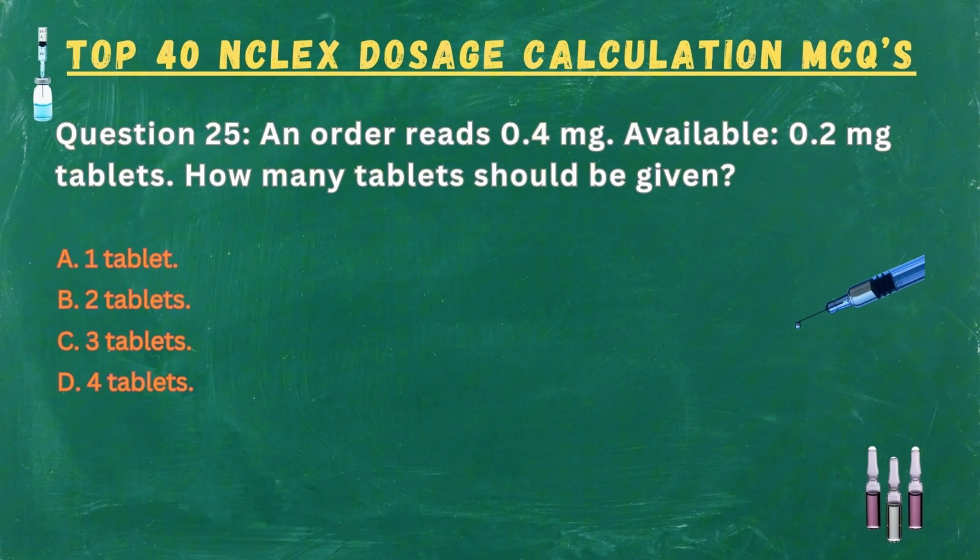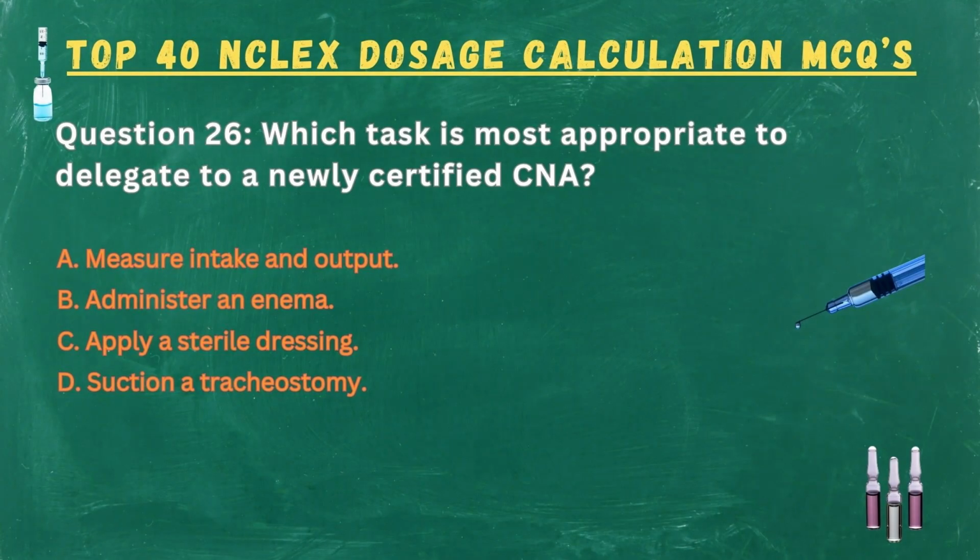Question 25. An order reads 0.4 milligrams. Available: 0.2 milligrams tablets. How many tablets should be given? A. 1 tablet. B. 2 tablets. C. 3 tablets. D. 4 tablets. Answer. B. 2 tablets.